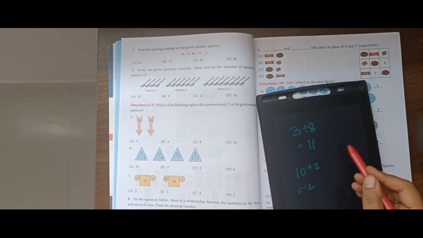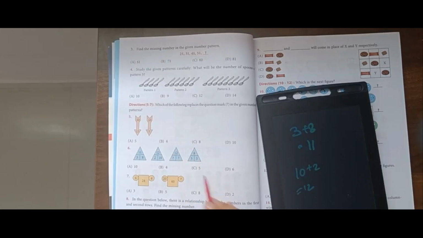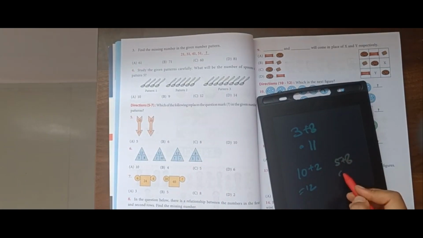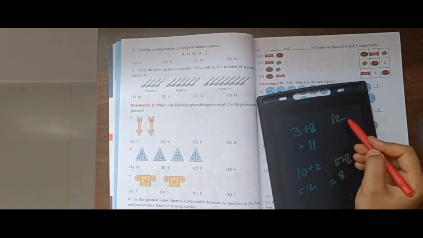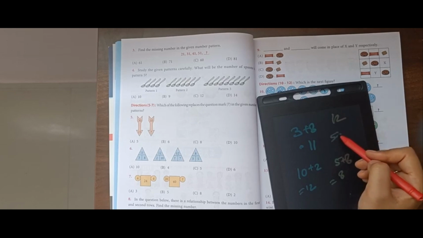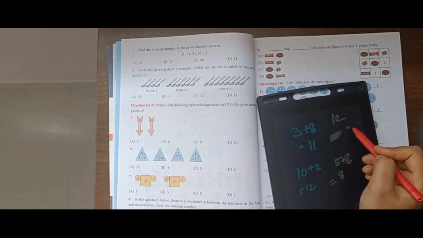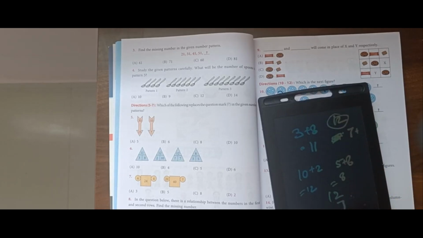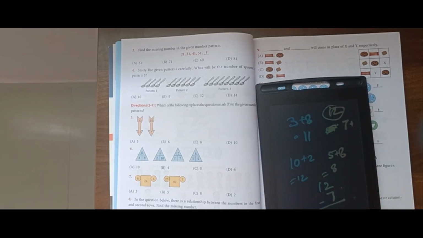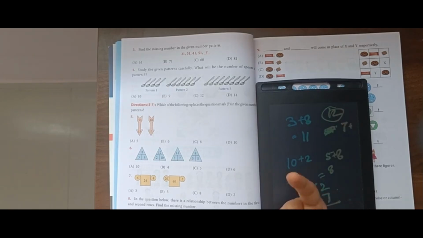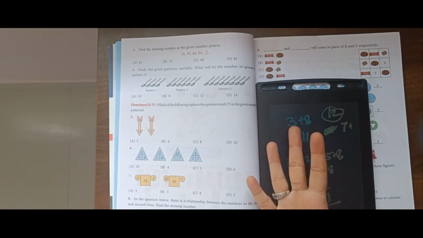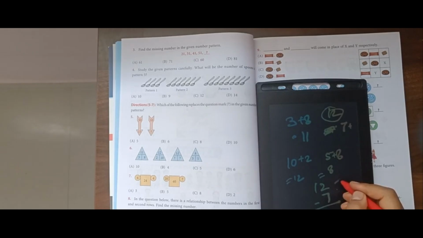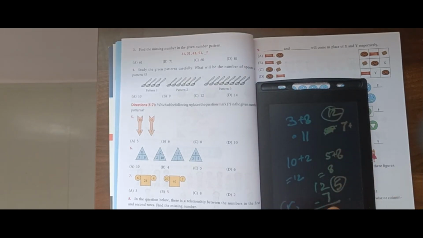Then, if you can see, 5 plus 3 is also 8. So what will come for that? What do we need to add to the 7 that gives the 12? So we need to subtract 12 minus 7. So subtract it. 8, 9, 10, 11, 12. How many numbers did we add? 5. So the answer will be 5. Answer is C.